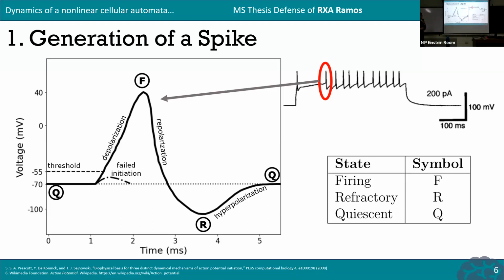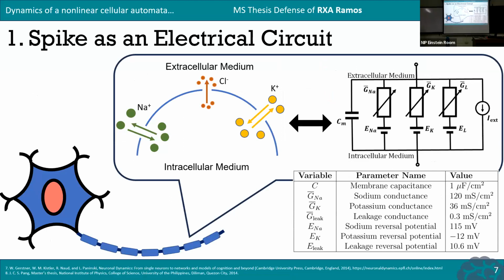After that, the neuron will repolarize and transition from the firing state to the refractory state. And in the refractory state, the voltage reading is usually below the resting potential, around negative 120 millivolts. And then, after that, the neuron will transition from refractory state to the quiescent state via hyperpolarization. Specifically, this polarization process happens across the neuronal membrane.